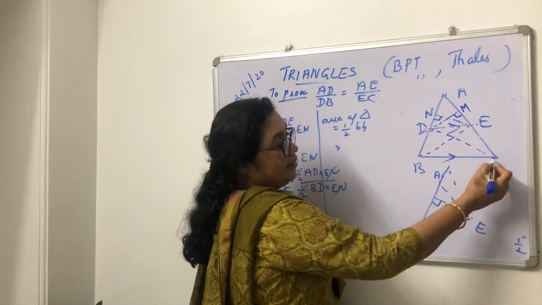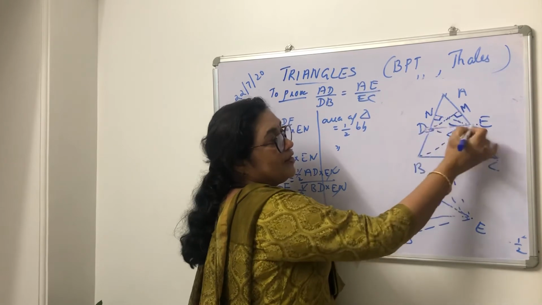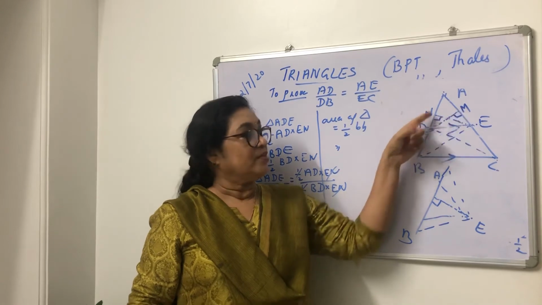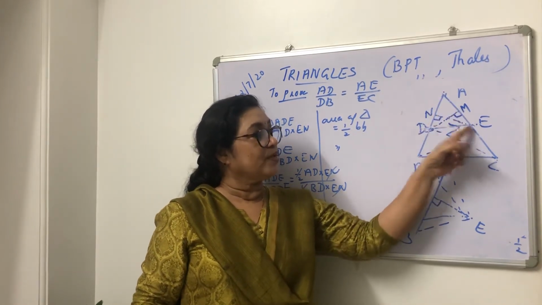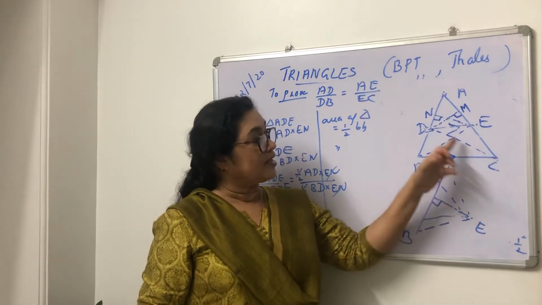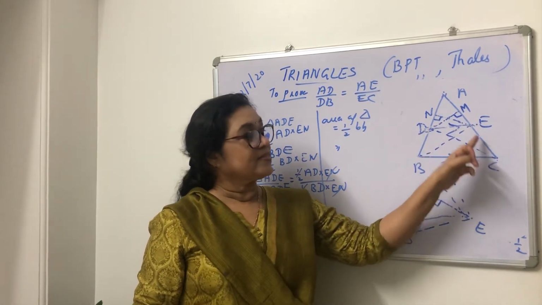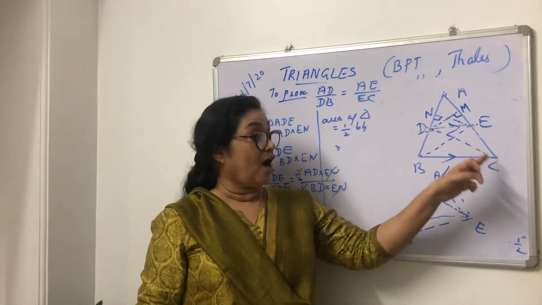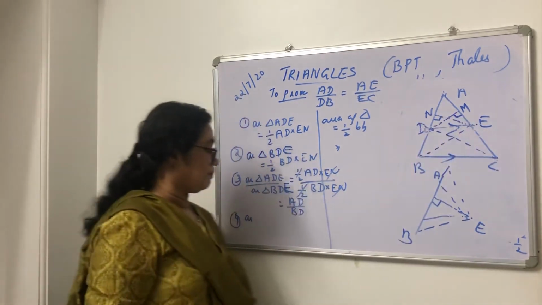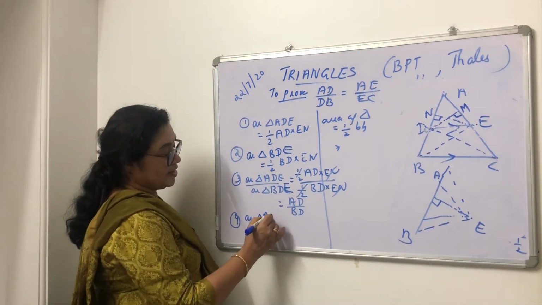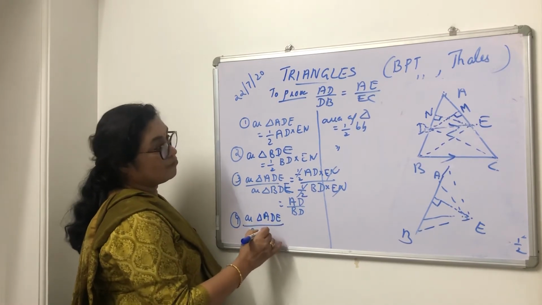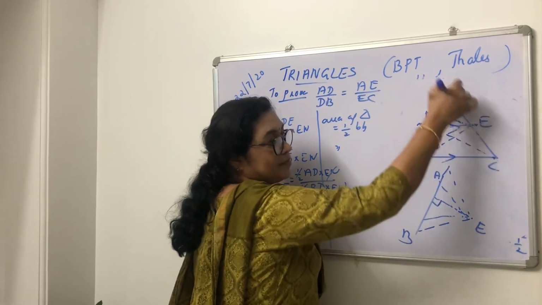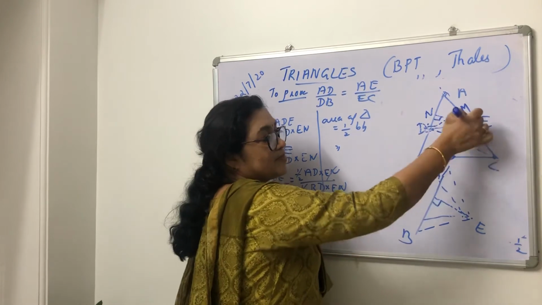Area of ADE, next is CDE. So area of ADE, here the base is AE, perpendicular from D is DM. So area of ADE is half into AE into DM. And take this triangle CDE, base is CE, perpendicular is DM. So area of CDE is half into CE into DM. So area of ADE by area of CDE, we are taking this side AC as base, AE and CE as base.